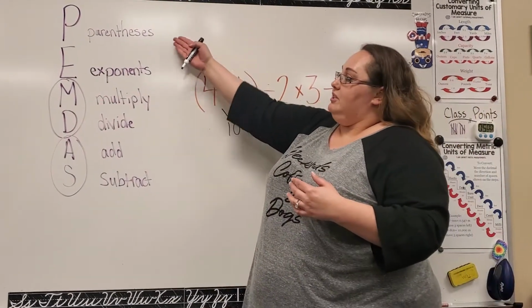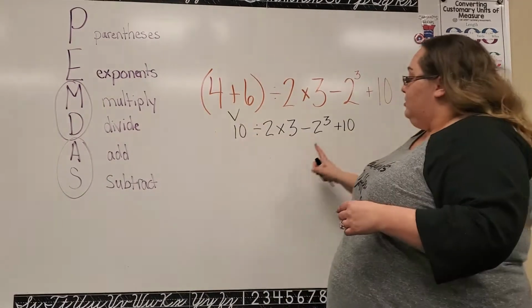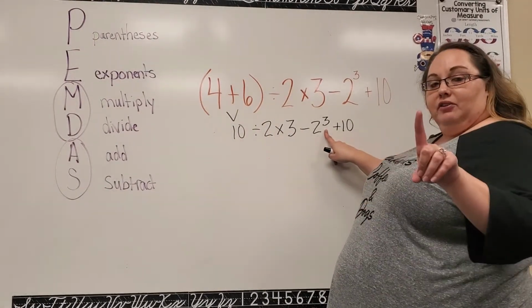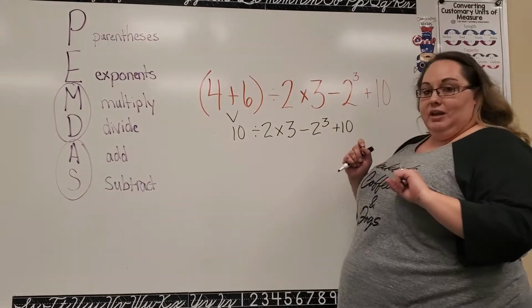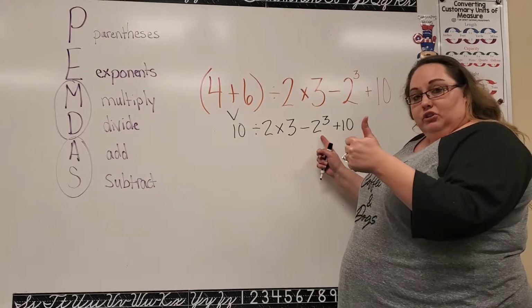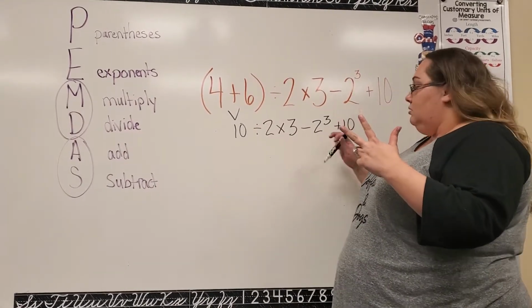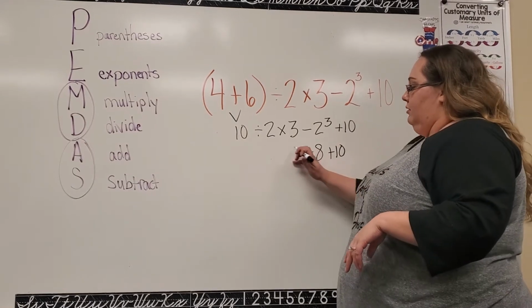So I did my parentheses. I don't have any more parentheses. I'm going to go on to exponents. I do have an exponent over here, and if you remember, exponents does not mean that you are multiplying 2 times 3. It means you're multiplying 2 together 3 times. So 2 times 2 times 2 is 8. Bring everything else down.